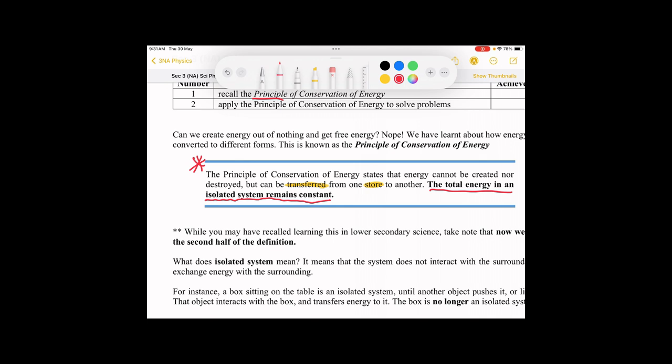Alright, so this is the full principle of conservation of energy. There are 2 sentences here that you have to write in order to achieve 1 mark. It's no longer just the first sentence. Now you have 2 sentences to write to earn that 1 mark in the exam.